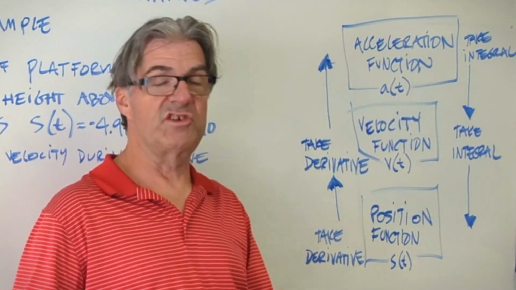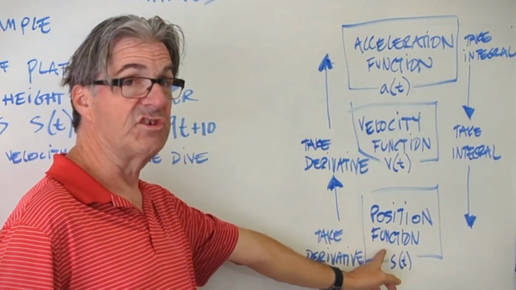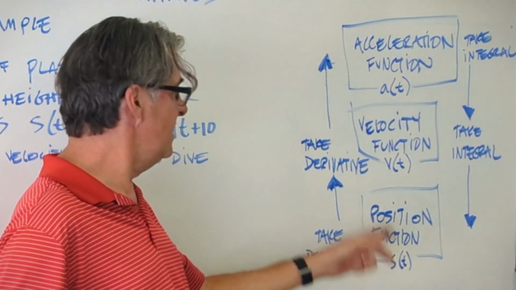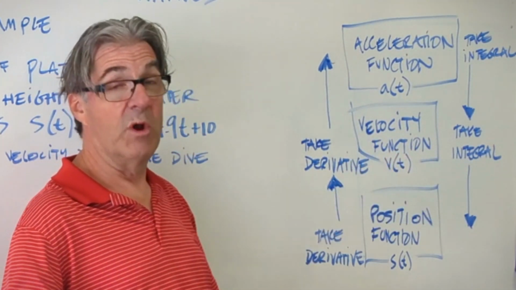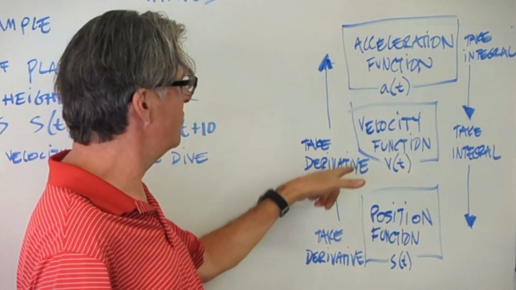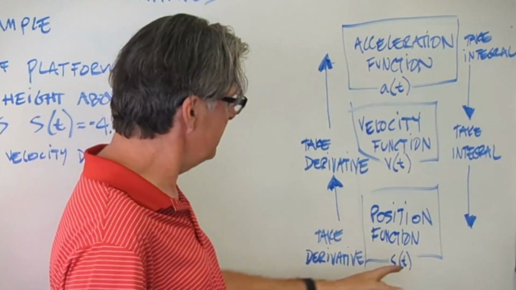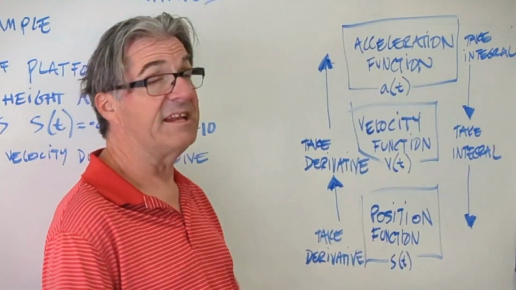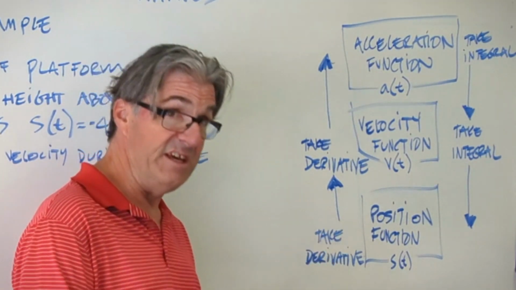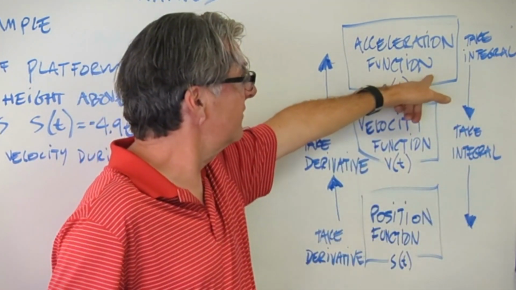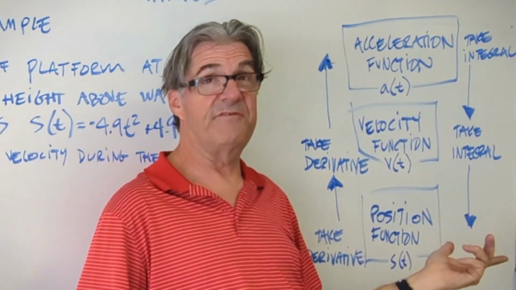Now, these 3 functions are totally related to each other. If you have the position function, take the derivative of that, and you have the velocity function. If you have velocity and you want to know what acceleration is, you take the derivative of that, and you end up with the acceleration function. So all you need is one of these, and you can get easily to any of the other ones, because the other half is, if you have the acceleration function, you just take the integral of that, and you end up with the velocity function.